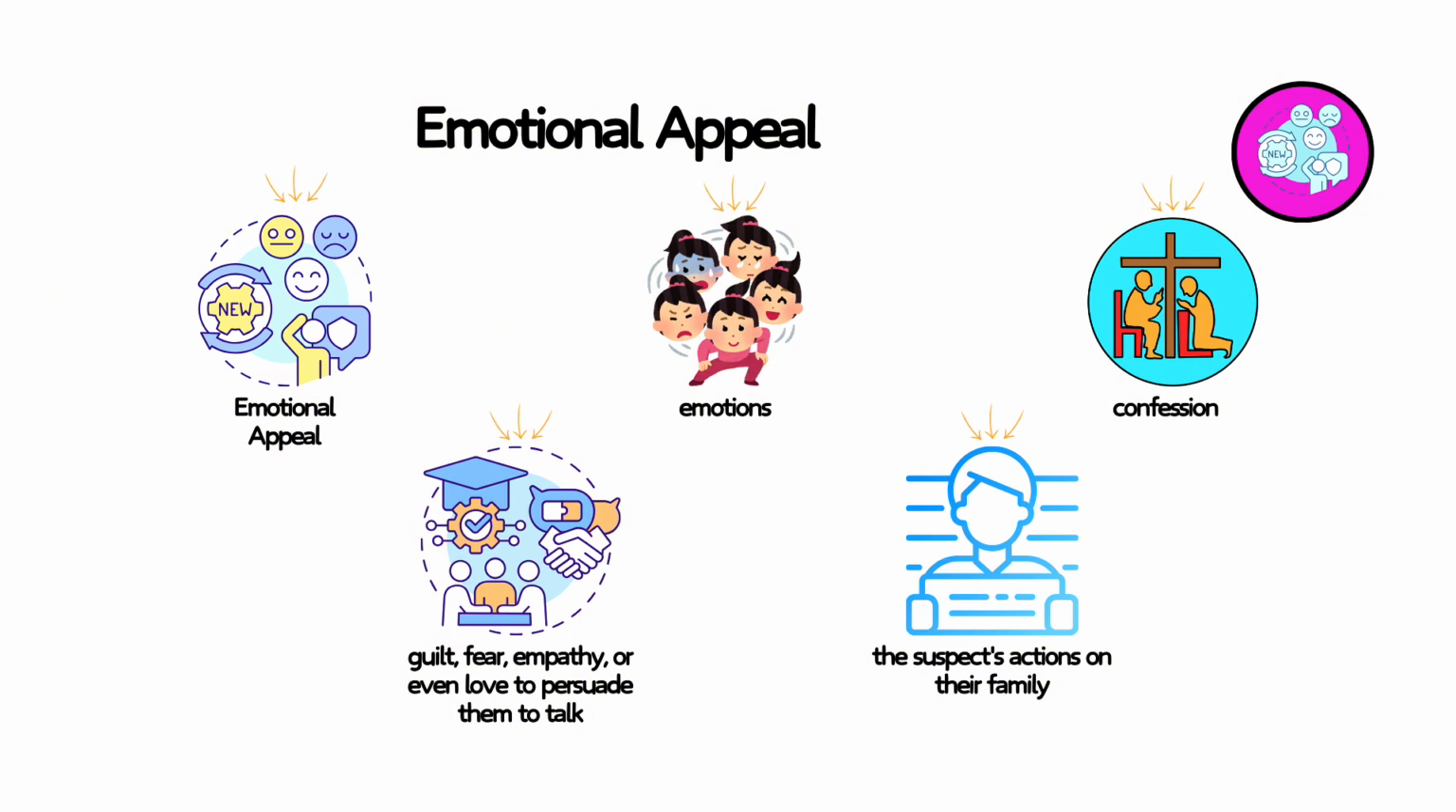The interrogator might bring up the impact of the suspect's actions on their family, friends, or victims to create an emotional response. For example, saying, "Think about how your family will feel when they find out what you've done," can stir feelings of guilt and remorse, making the suspect more likely to confess. Alternatively, showing empathy and understanding can create a bond, making the suspect more comfortable and willing to open up.